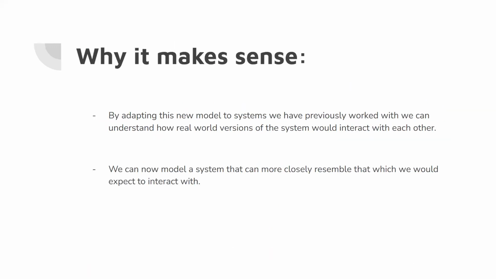Okay, so let's talk about why our models make sense. First of all, it's important to understand that it makes sense to have two different models. There are situations where we don't need to take into account the mass of the rope, but not every rope we encounter has negligible mass. And when the rope is heavier, it's going to make a difference. By adapting this new model to systems we have previously worked with, we can understand how this extra mass is going to interact with the systems. And we can also model systems that more closely resemble what we could expect to interact with in real life.